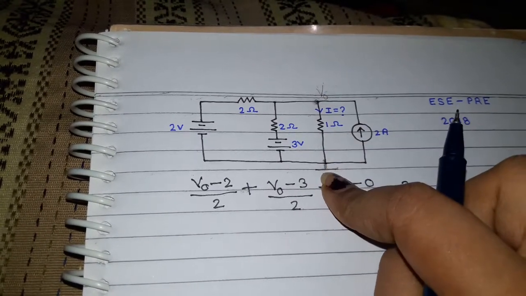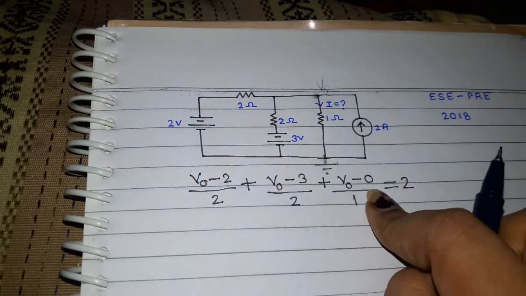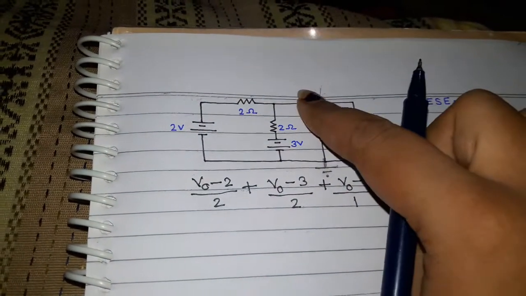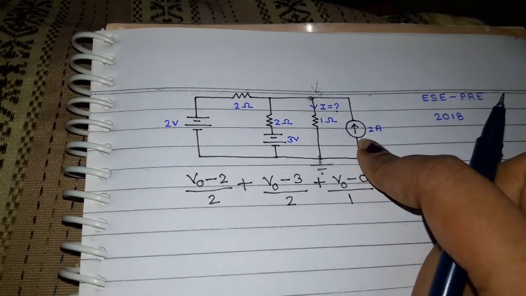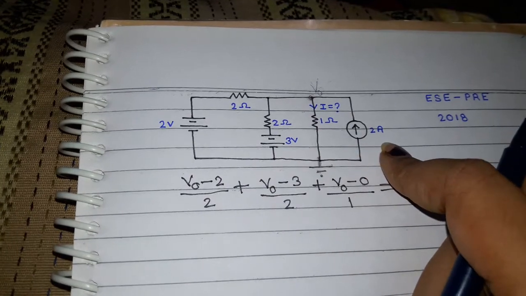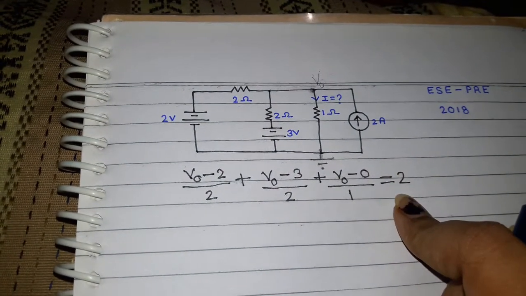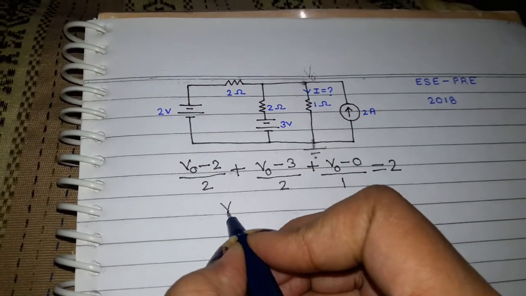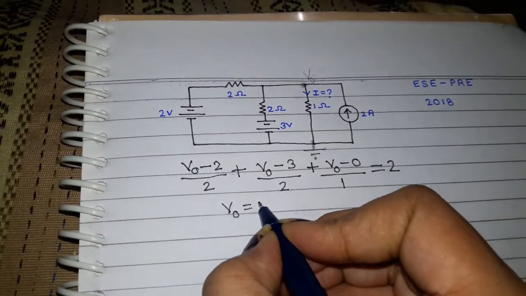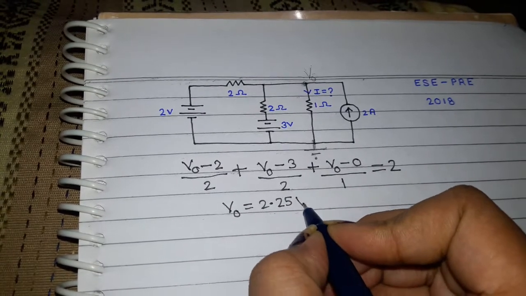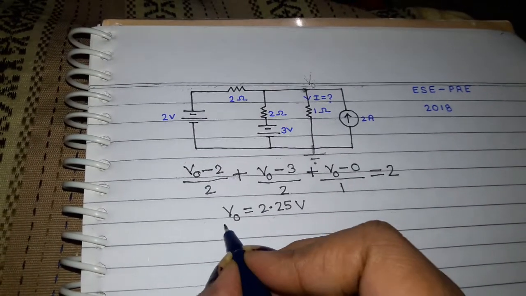This is connected to the ground, so it is V naught minus 0, and the resistance you are meeting is 1 ohm. And then you go this way, this is the current given to you. There is no voltage source, there is no resistance, it is straight away current given to you, so you put it straight away. After solving this particular equation, you get V naught as 2.25 volts.